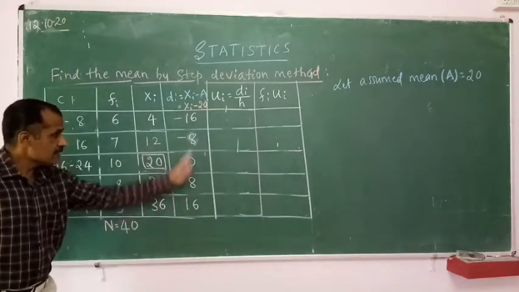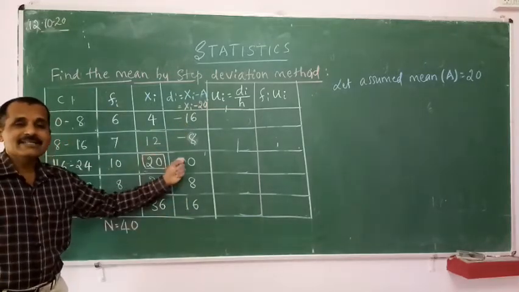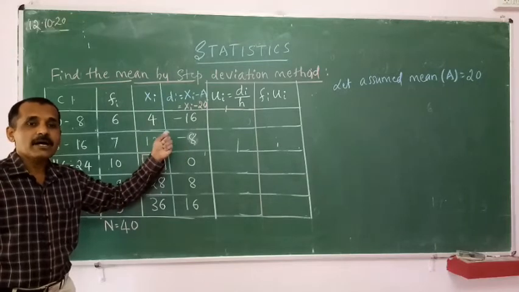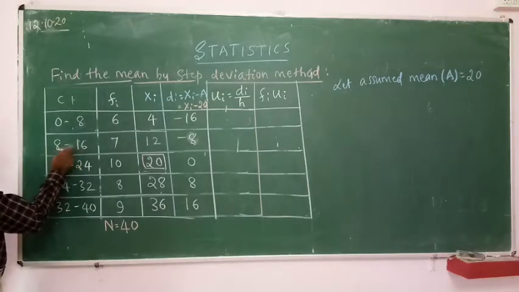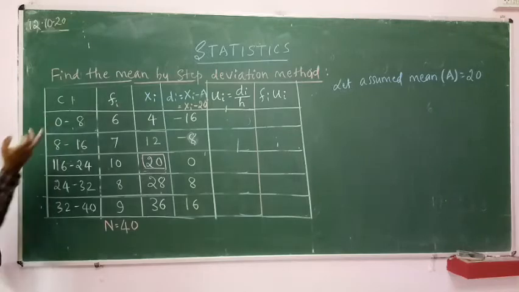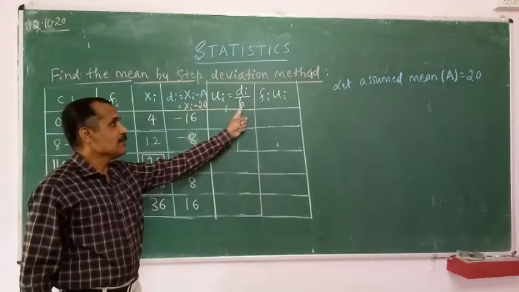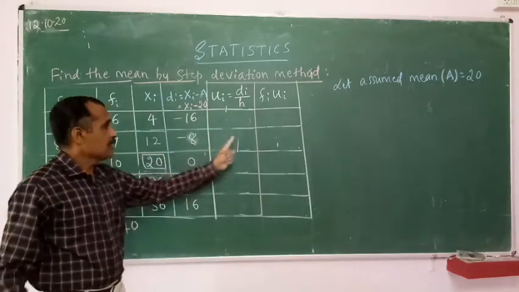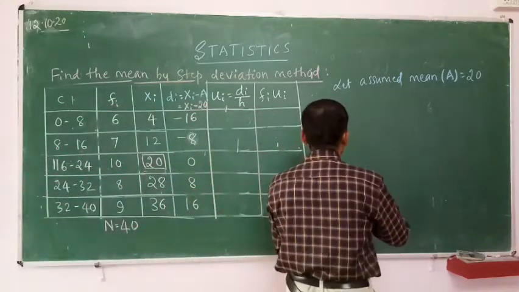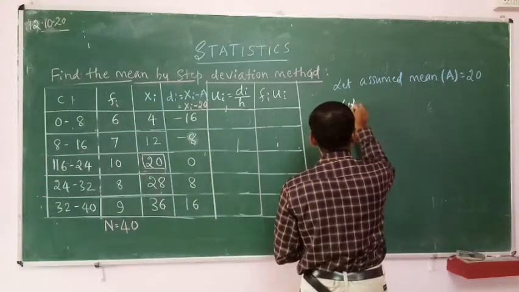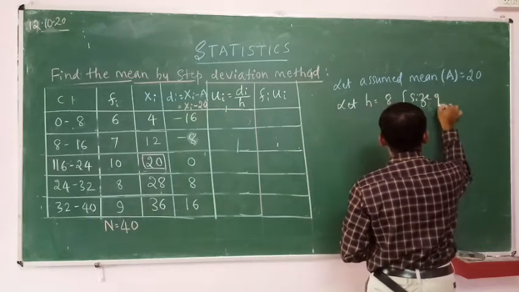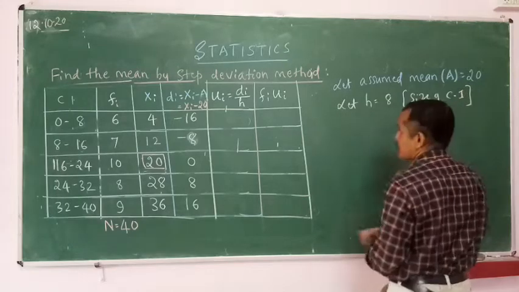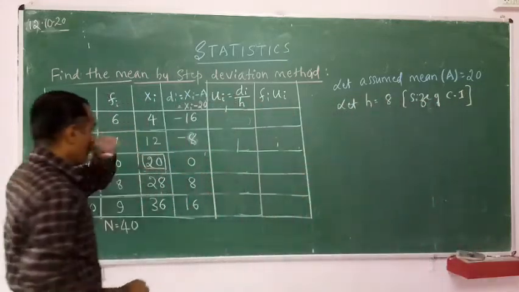See, these numbers are easily divisible by 8. Why 8? Because 8 is the size of the class. See, upper limit minus lower limit. 16 minus 8, the answer is 8. 8 minus 0, the answer is 8. So your h will be the size of the class interval, nothing but 8. I will write here, let h be equal to 8. This is the size of the class interval.